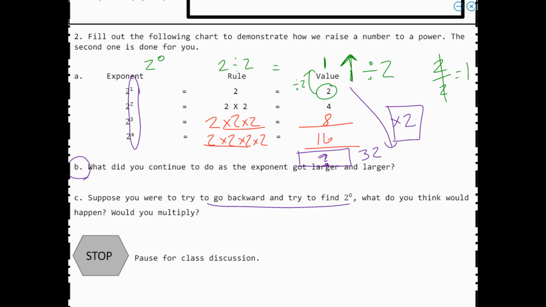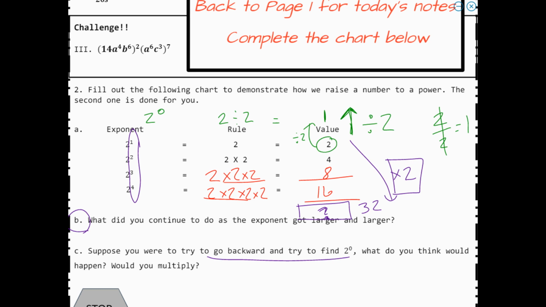So if I wanted to figure out what 2 to the negative 1 power is, what would I have to do? Divide 1 by 2. So what's 1 divided by 2? 1 half. Right. 1 divided by 2 is 1/2. So 2 to the negative 1 is 1/2.